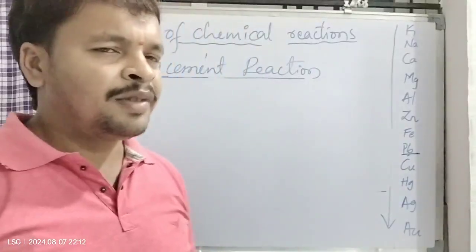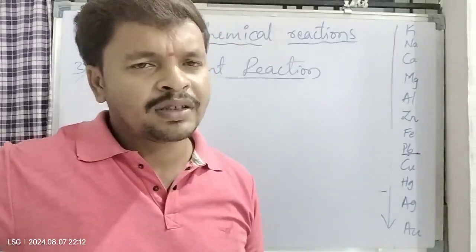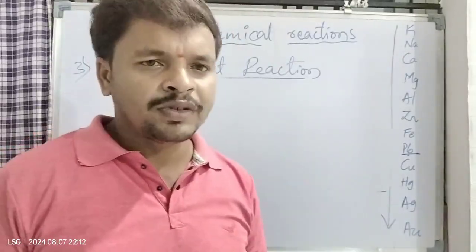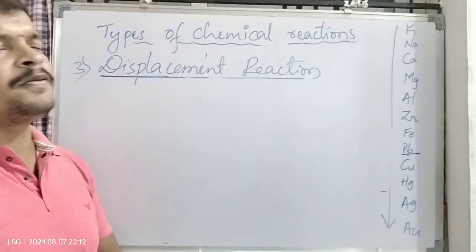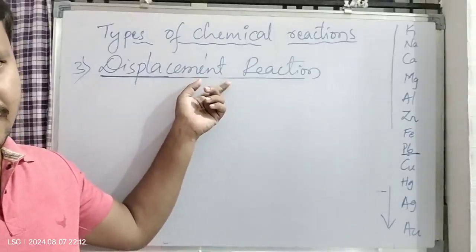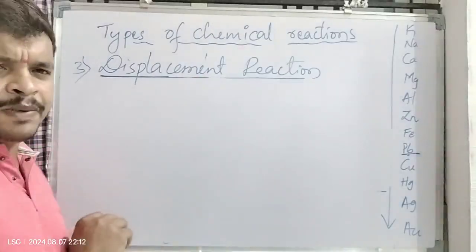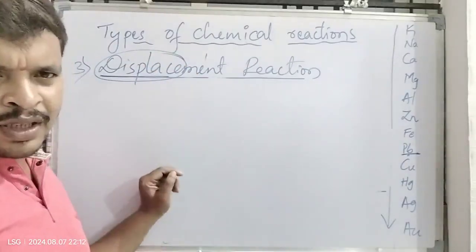Dear students, we have already discussed the first two types of chemical reactions: combination and decomposition reactions. Now we are going to discuss the third type of chemical reaction, that is displacement reaction. See here, what is meant by displacement reaction? You might have heard the word displacement.